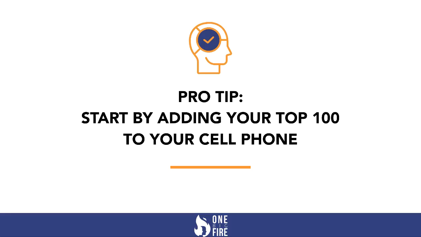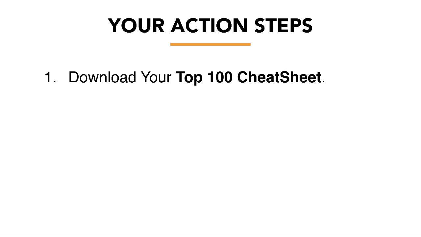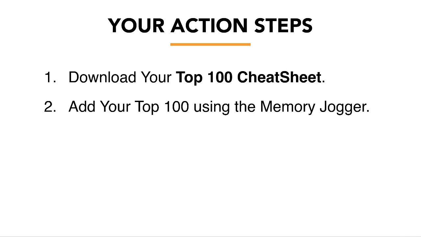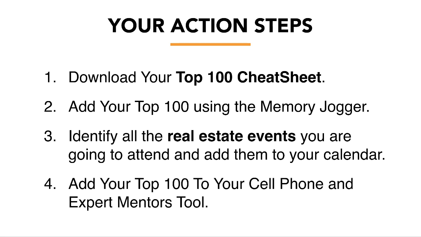Now here's a pro tip. Start by adding your top 100 to your cell phone. Here's your action steps on this module. First, download the Top 100 cheat sheet. Second, add your top 100 using the memory jogger. Third, identify all the real estate events you're going to attend and add them to your calendar. Finally, add your top 100 to your cell phone and your eXp mentors tool.